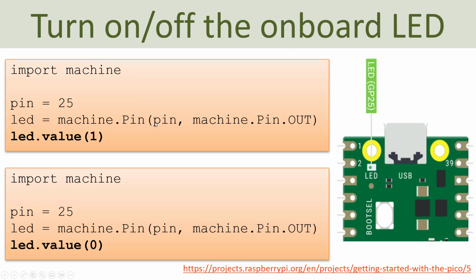this LED by using machine.Pin, and this Pin is a class that is part of the machine Python library. Then you just select the pin number, which is 25, and then use machine.Pin.OUT if it should be an output. And then you just use LED.value and set it to either 1. If the value is 1, the LED turns on. If the value is 0, the LED turns off. So let's make this simple program and see how it works.